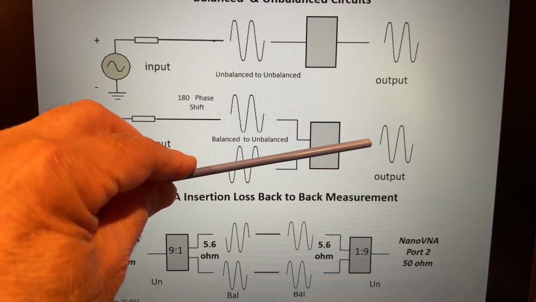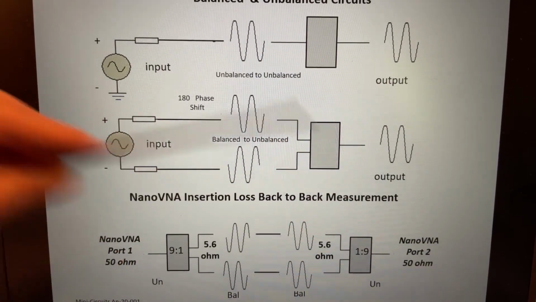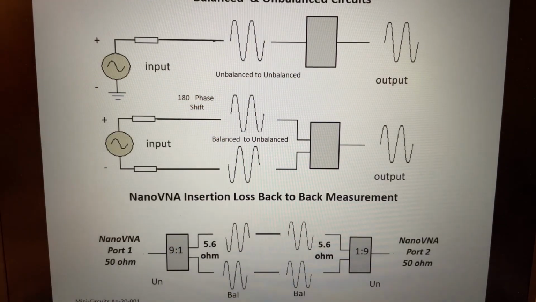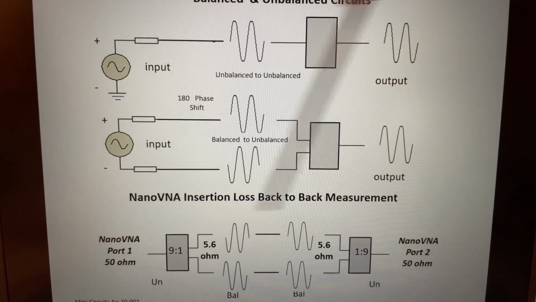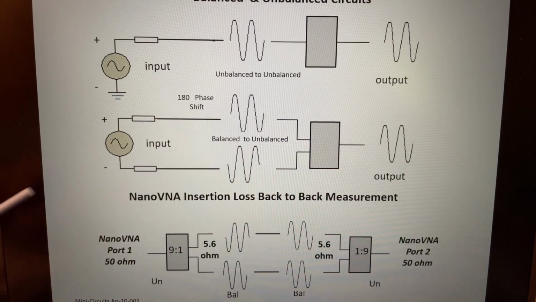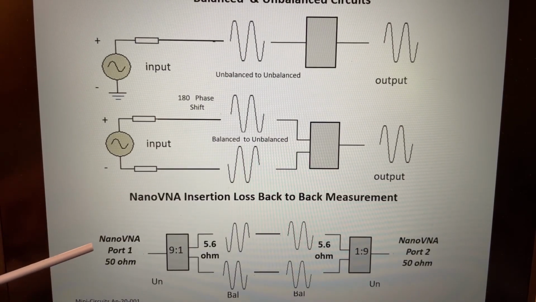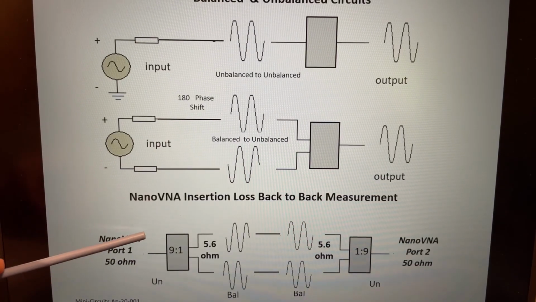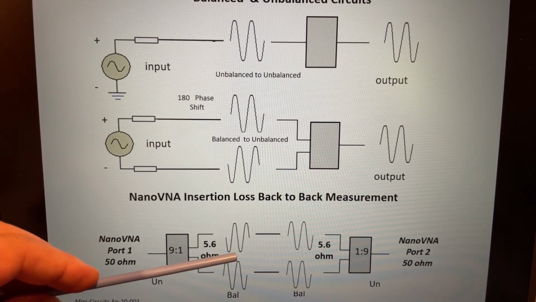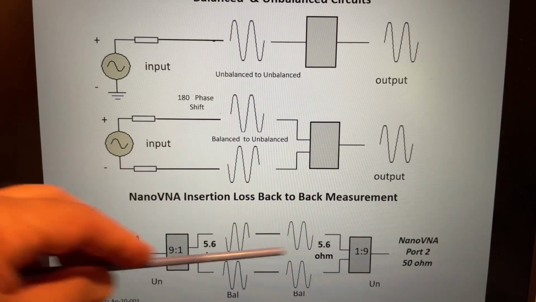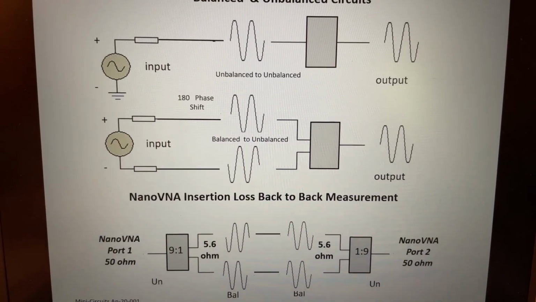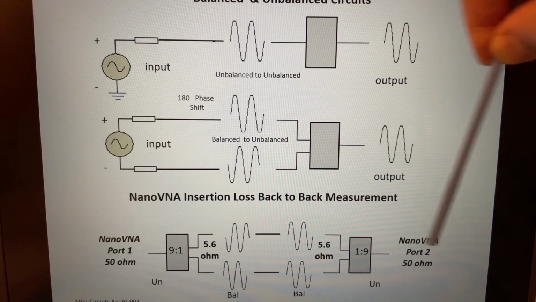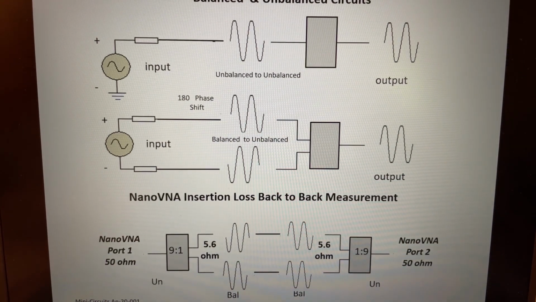So you have the output of the transformer and then ground, okay? So we're going from balanced to unbalanced. With the NanoVNA, the back-to-back measurements, we take port 1, it's a 50 ohm port, and we go to the unbalanced side, and then we have the two balanced sides of the transformer connected together, and then the output, which is unbalanced, is connected to port 2, which is also 50 ohms.